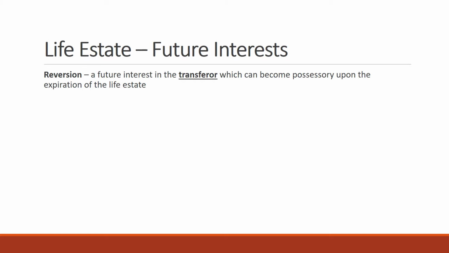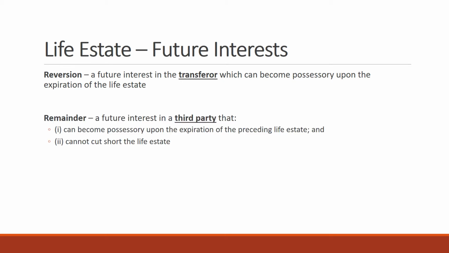A reversion is a future interest in the transferor, and it becomes possessory or a present interest upon the expiration of the life estate. So the future interest is held by the transferor. Alternatively, you can have a remainder where the future interest is held by a third party. Now, this also becomes possessory at the expiration of the preceding life estate, and it doesn't cut that life estate short at all. So it just naturally, the life estate ends, and then the remainder becomes possessory.